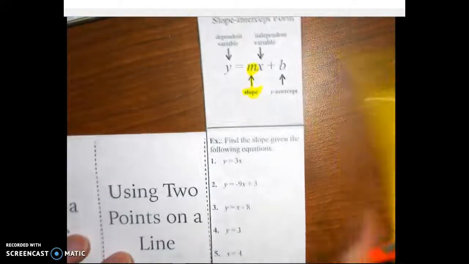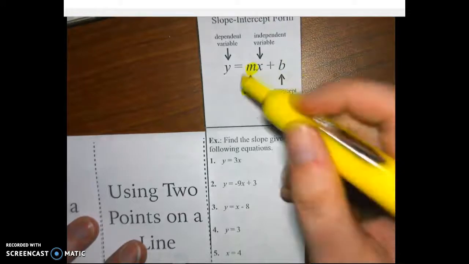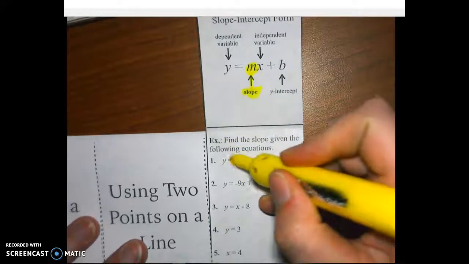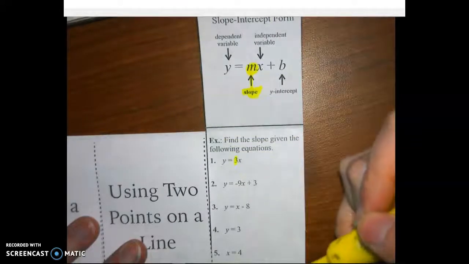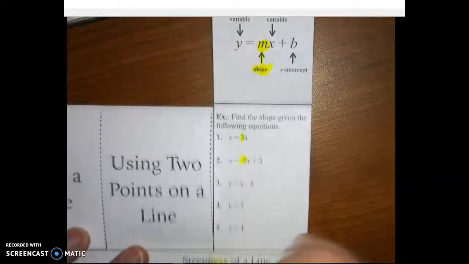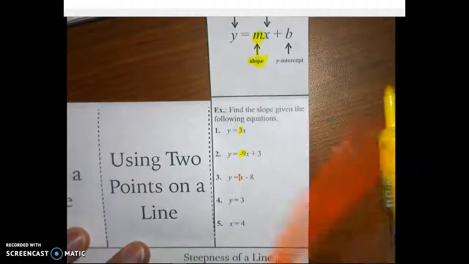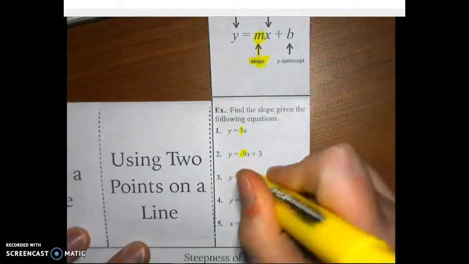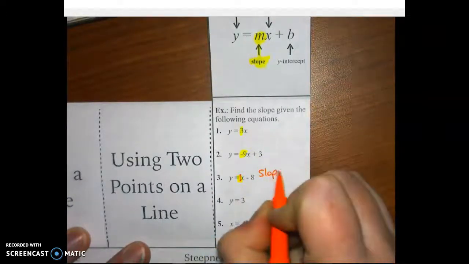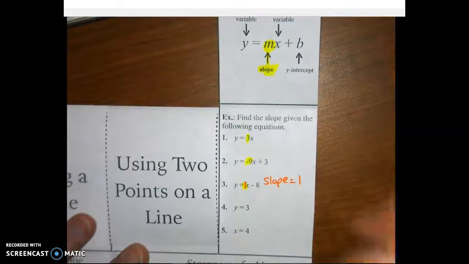So, find the given slope with these following equations. All we have to do is look for the number in front of the x. So, here we go. It's 3. Was that hard? No. Here, it's -9. What is here in front of this x? Yes, you're right, a 1. Slope equals 1. Okay, y equals 3.